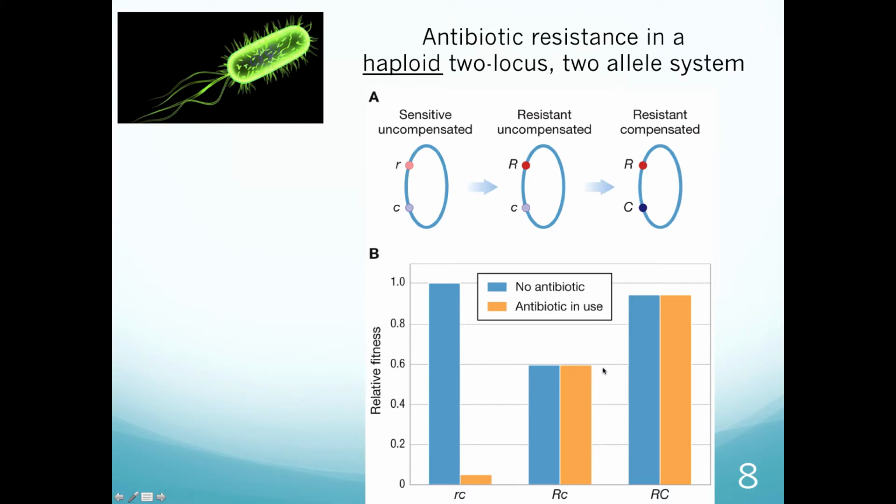So it's suffering a trade-off in its growth and its fitness in order to be able to deal with the antibiotic. But then there's a second mutation that occurs, a compensatory mutation, that then allows the mutant strain to do equally well as the wild type when exposed to antibiotic.